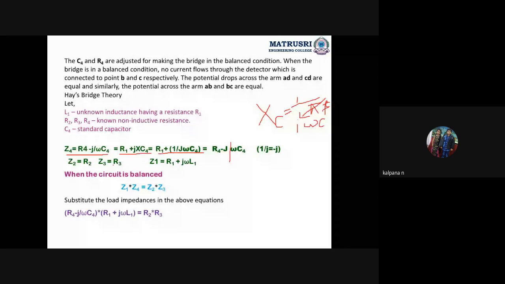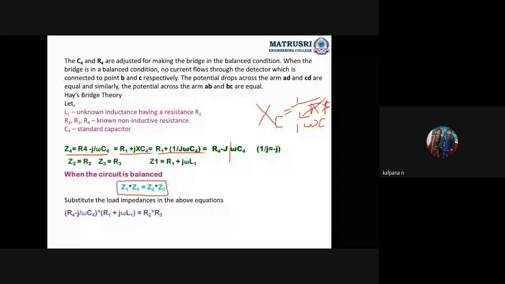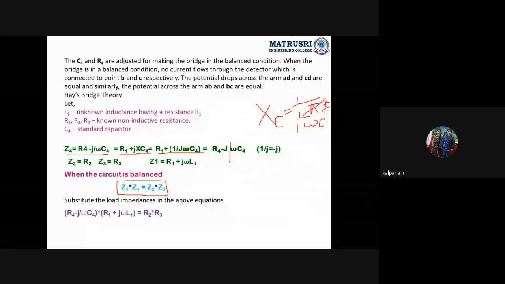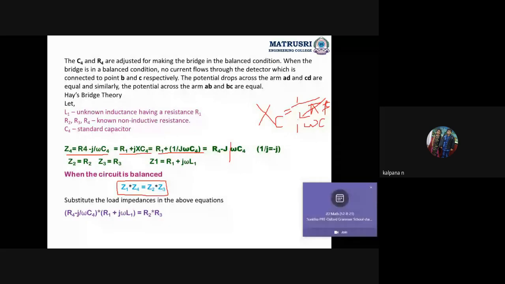After writing all the impedances, substitute in this equation. This equation is related to what? Before measuring any unknown quantity, we should balance the bridge. So in order to balance the bridge, there is a condition we have derived: the product of opposite arms' impedances must be equal. Z1, Z4 are the opposite branches' impedances, and Z2, Z3 are also opposite branches' impedances. So Z1 Z4 is equal to Z2 Z3.